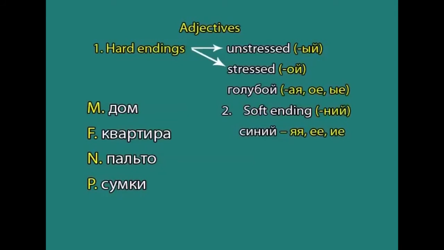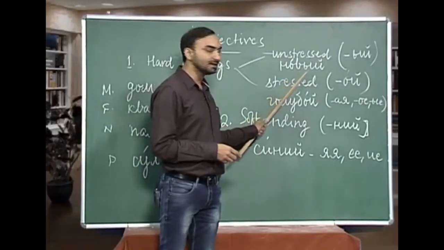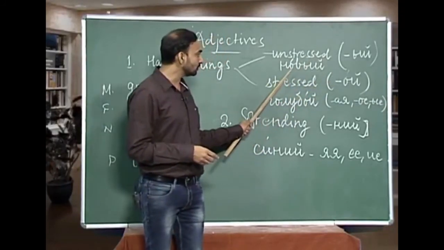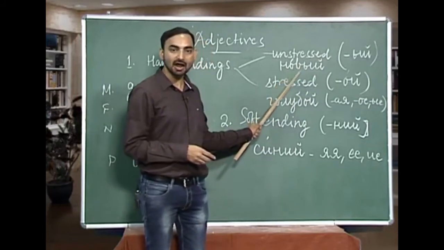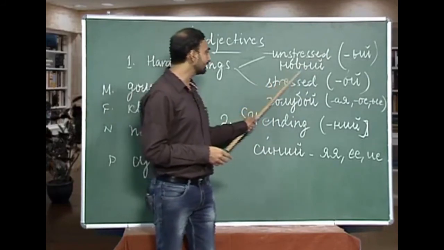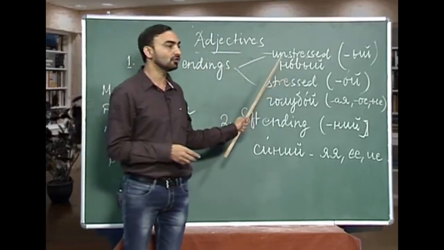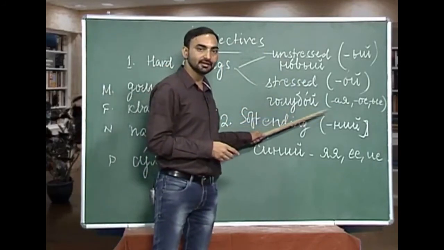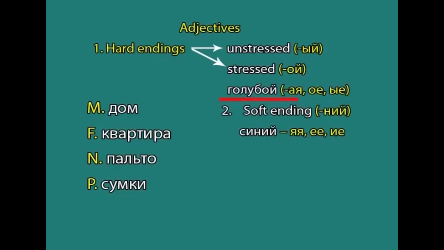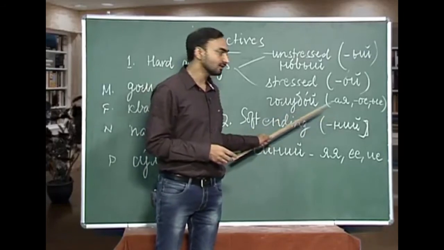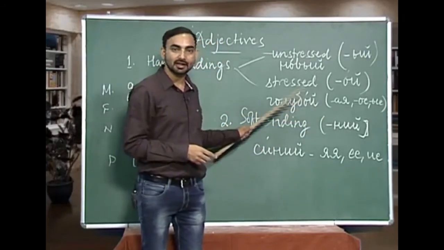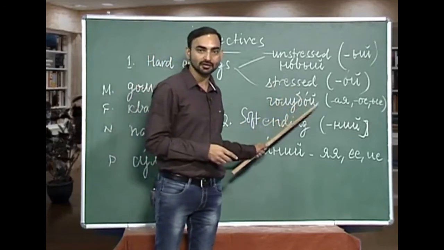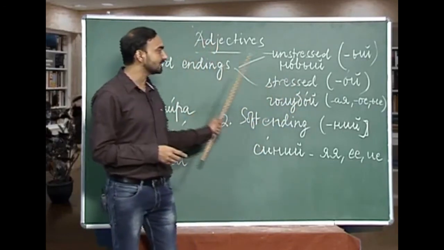For example, novi. Novi, as you can see, this nov is the root and i kratkaya is the ending, and nov, the root, ends with a hard consonant which is v. So, novi is a hard ending adjective. Novi is new. The same way, the next adjective I have written here is galuboi. Galuboi, as you can see again, this oi is the ending and galub is the root, and the root ends with a hard consonant. That is why it is again a hard ending adjective.